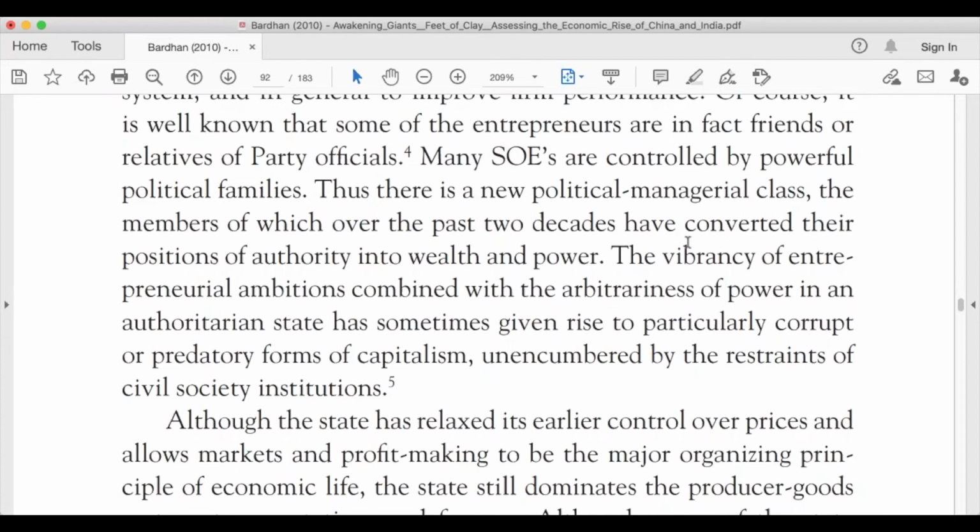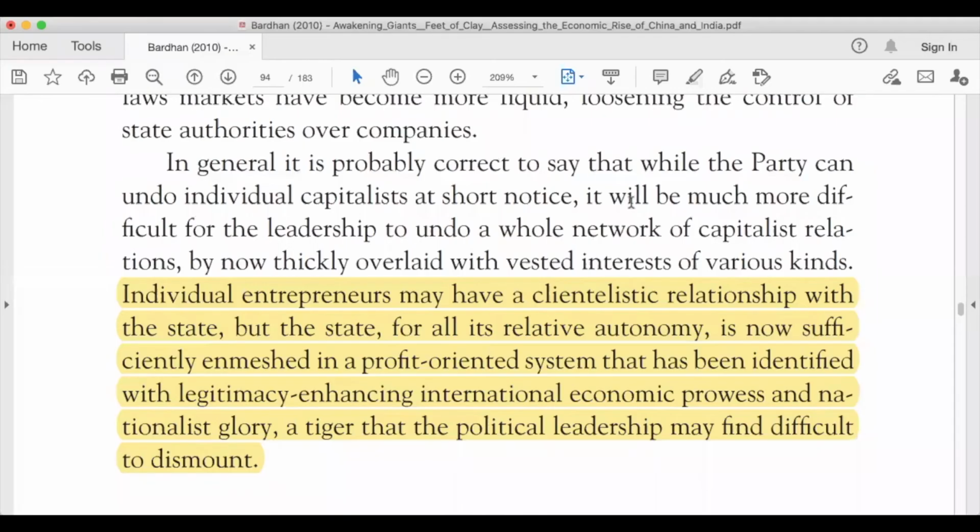The vibrancy of entrepreneurial ambitions combined with the arbitrariness of power in an authoritarian state has sometimes given rise to particularly corrupt or predatory forms of capitalism unencumbered by the restraints of civil society institutions. In general, it is probably correct to say that while the party can undo individual capitalists at short notice, it will be much more difficult for the leadership to undo a whole network of capitalist relations, by now thickly overlaid with vested interests of various kinds.